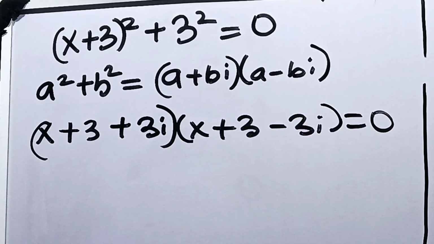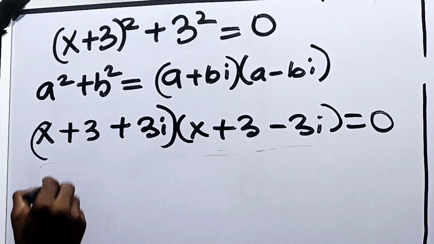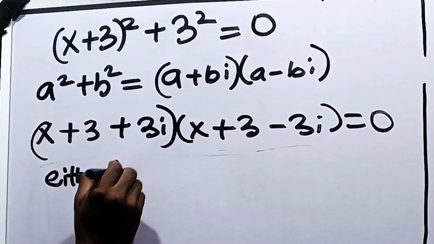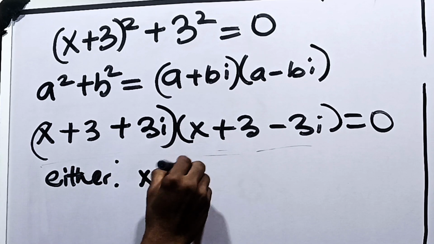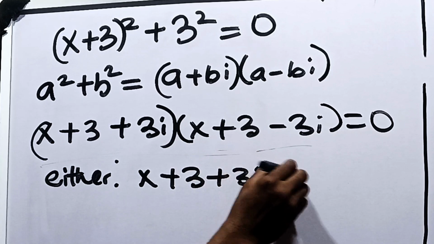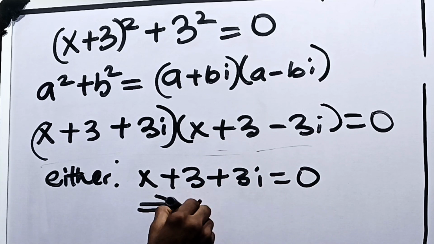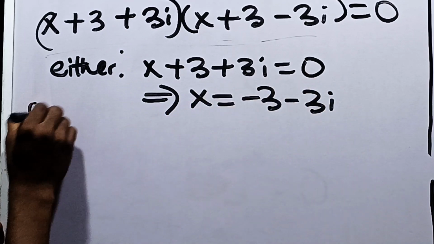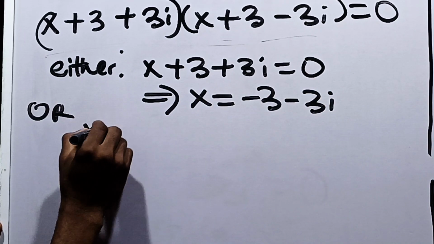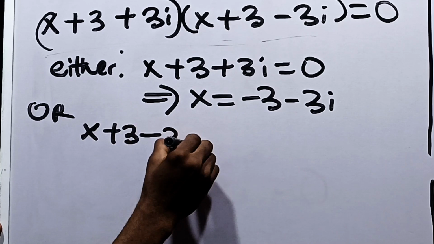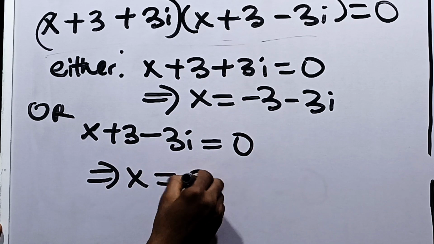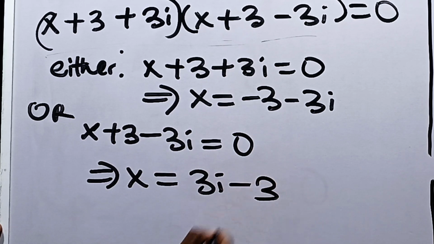Now from here, again, we have that the product of two factors is equal to 0, okay? So this is equal to 0 or this is equal to 0. So it's either that x + 3 + 3i = 0, implying that x = -3 - 3i, or x + 3 - 3i = 0, implying that x = 3i - 3, okay?